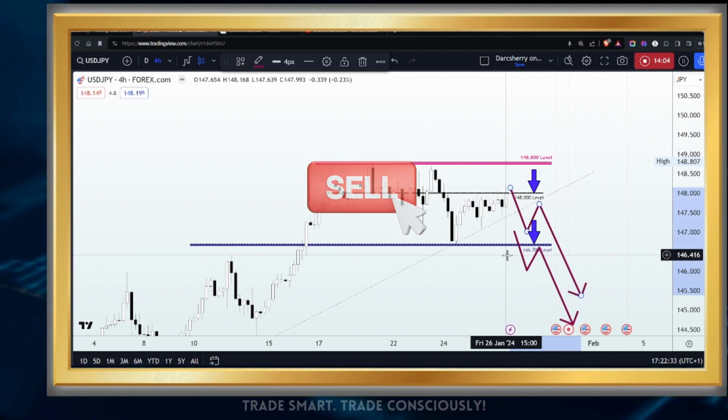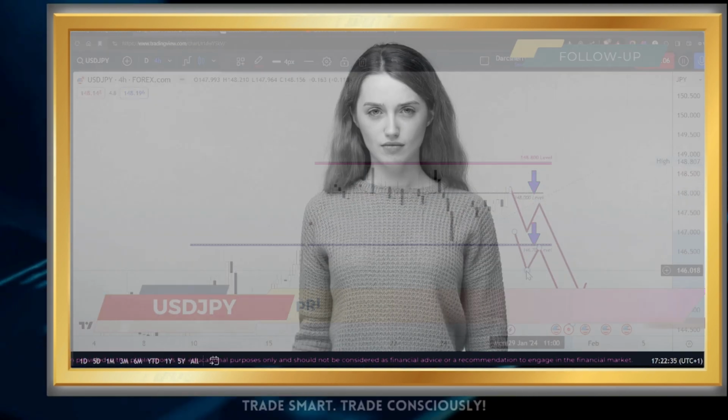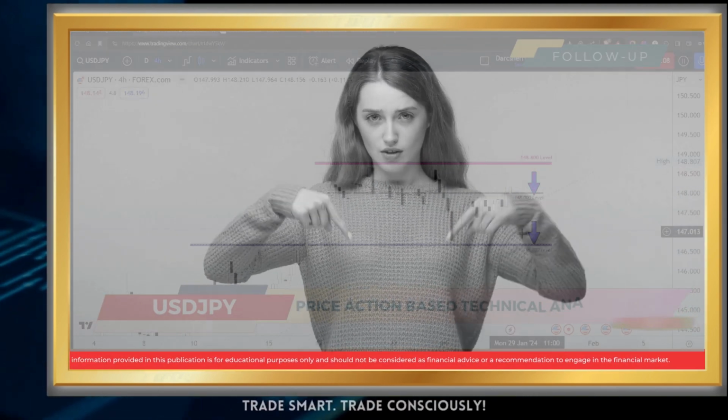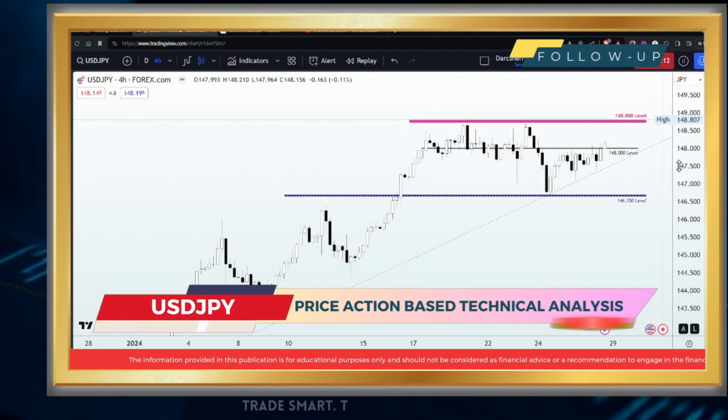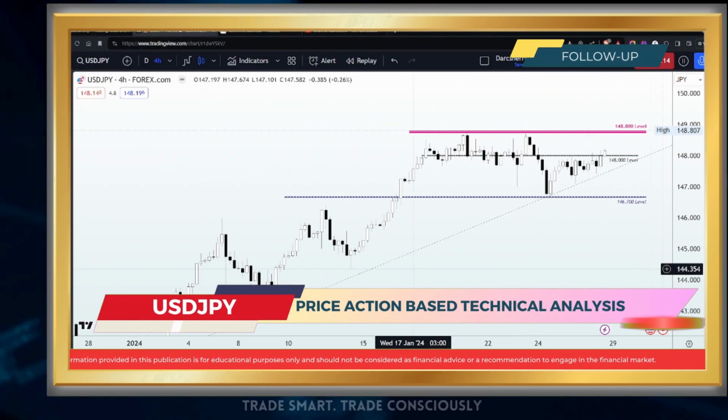146.700 level happens. But trust me, I will be with you in the comment section of both my TradingView and Telegram platforms to give you updates as at when due.